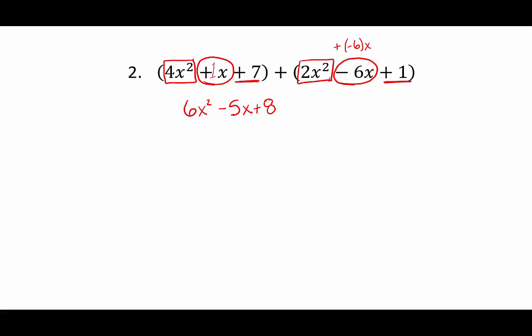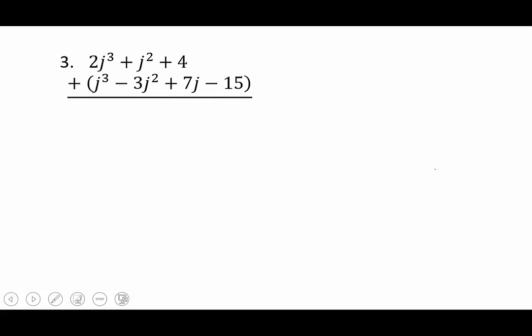Now both of these examples use what we call the horizontal method, where the polynomials are lined up in a straight line like this. We can also add polynomials vertically. Like this example. Instead of looking for my like terms and using boxes and circles like I had been doing, I'm actually just going to line them up in columns. So here's my first term, this j cubed. And I'm going to check to make sure that all my other j cubes are in the same column. So right up and down, above one another. Okay, so here I see j cubed, yes, those are lined up.